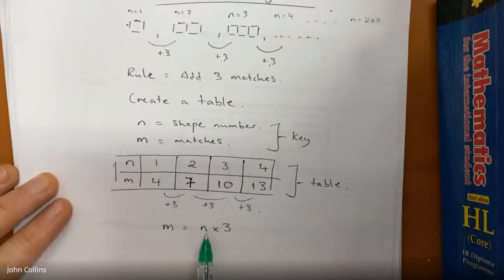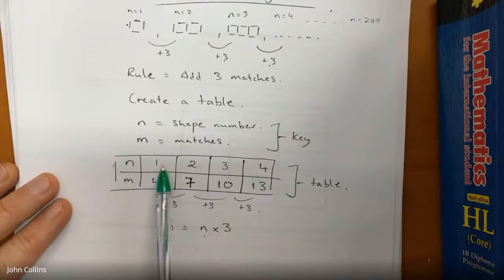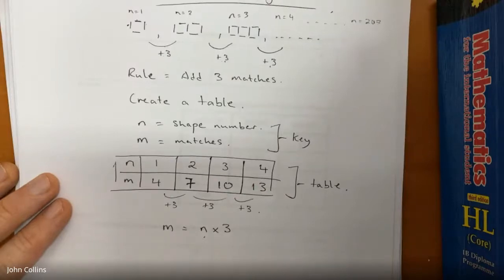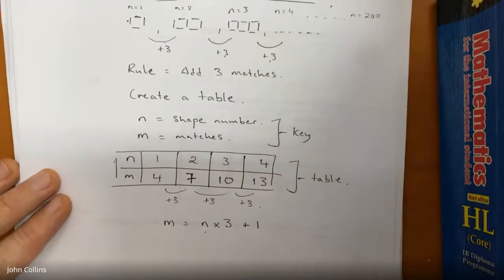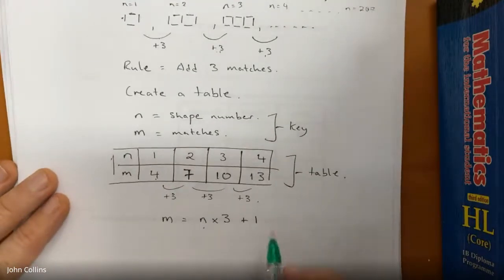n times 3. Shape number 1, 1 times 3 is 3, 2 times 3 is 6, 3 times 3 is 9, 4 times 3 is 12. We're always one away. Always one off. And as Rafa and Reese have said, if I add 1, then it works. 1 times 3 is 3, plus 1 is 4, 2 times 3 is 6, plus 1 is 7, etc. So this formula then works. And you see I tested it to make sure.